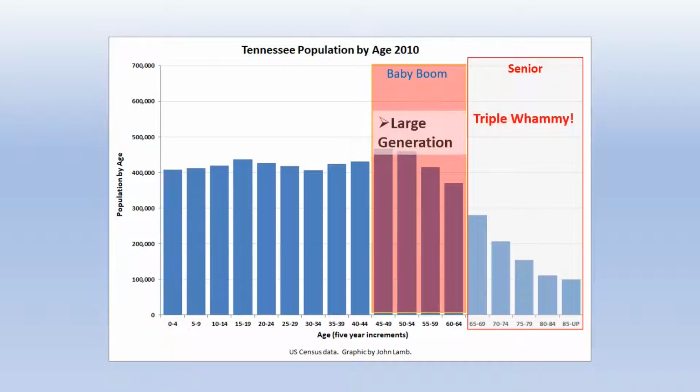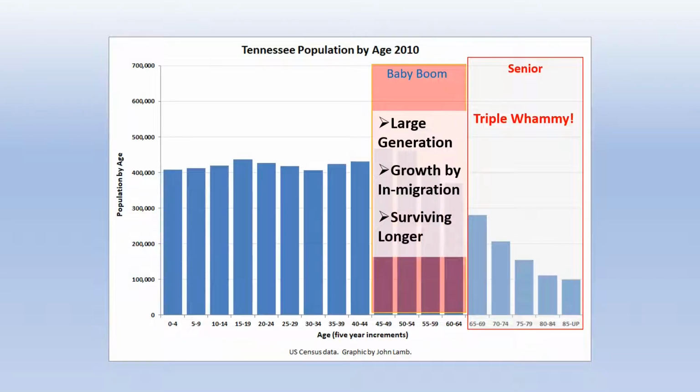Triple whammy. The baby boom was a large birth generation. After initial outmigration during its emerging years from 1950 to 1970 and outmigration during the 1980s, it grew from in-migration during the 1970s and more recently during the 1990s and 2000 to 2010. And something not evident, it was a generation that was surviving or living longer and thus reaching senior years in greater numbers. This last leg of the triple whammy may be the most important factor transforming population distribution by age from the past and into the future.